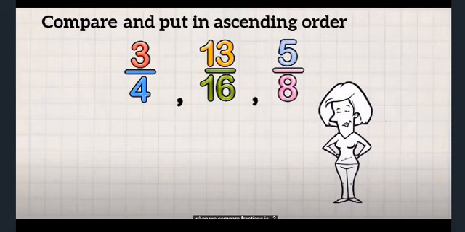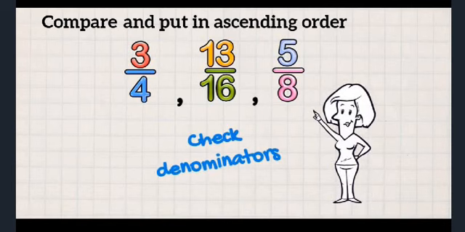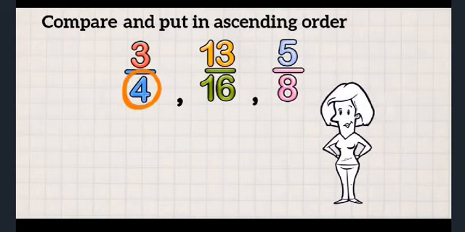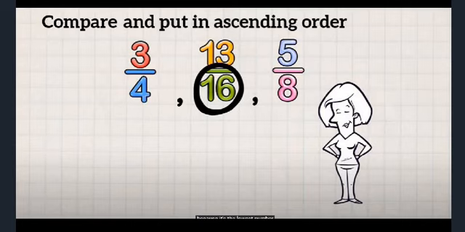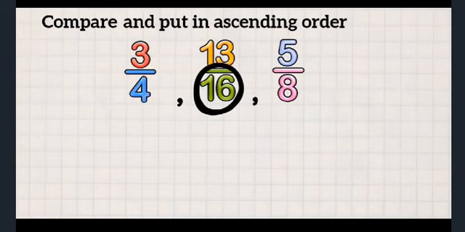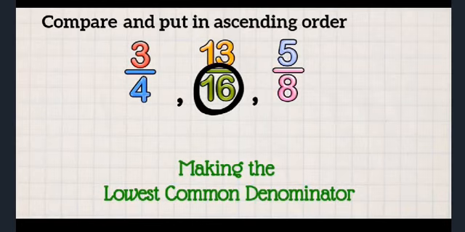When we compare fractions, we check denominators. Do you know your tables? If you do, you will spot that 4 and 8 are both factors of 16. That means each equivalent fraction will have the denominator 16, because it's the lowest number that works with 4, 8 and 16. This is called making the lowest common denominator. The denominator will be common to all the fractions here.